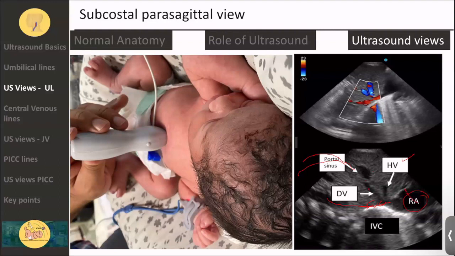So we don't want the line here. We don't want the line here. We don't want the line here. So this becomes the optimal place.